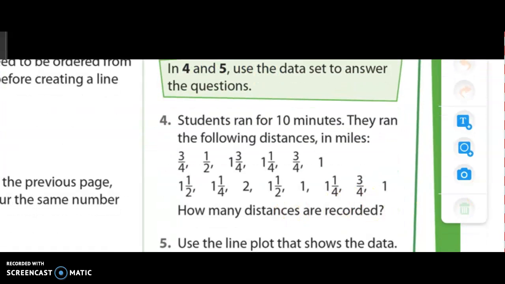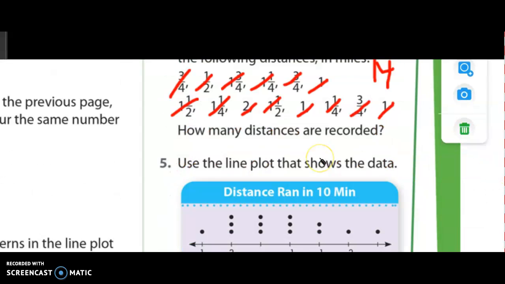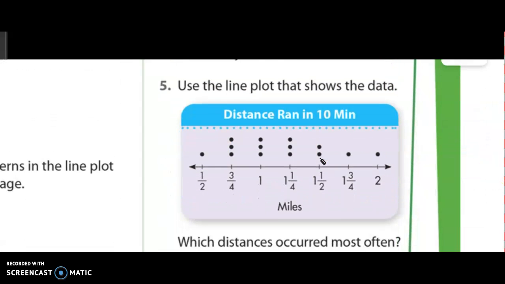So I see 1, 2, 3, 4, 5, 6, 7, 8, 9, 10, 11, 12, 13, 14 distances that have been taken. Down at the bottom, you can see they turned those distances they took and they recorded it on a line plot.